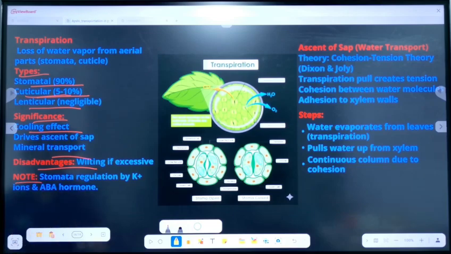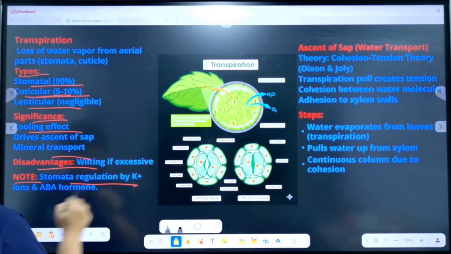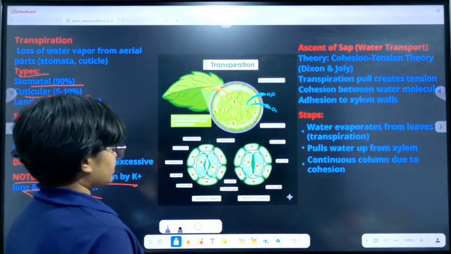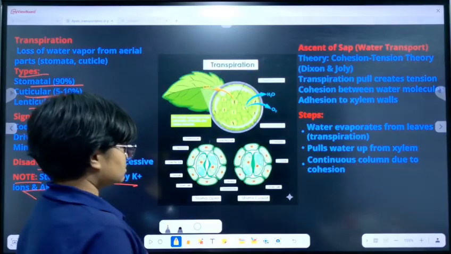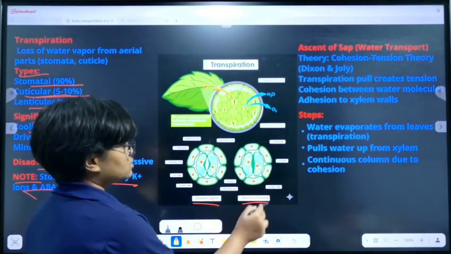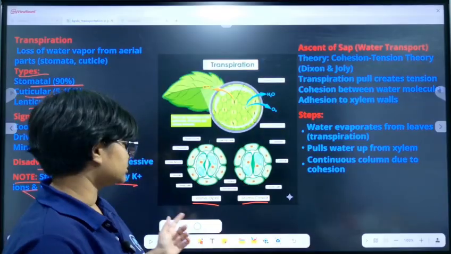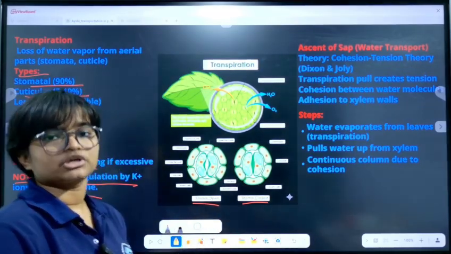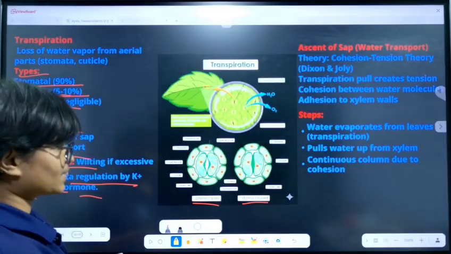The note is stomata regulation by potassium ions and ABA hormone. In transpiration, the stoma opens and closes, right? This occurs due to potassium and ABA hormones.